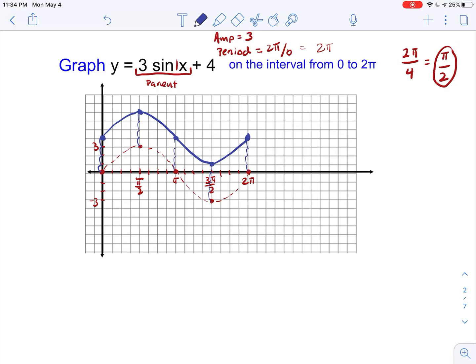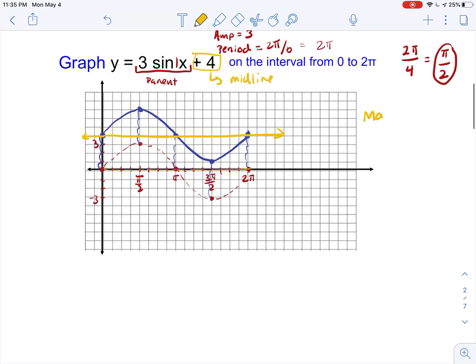So that blue one is my graph on the interval from 0 to 2 pi. So let's talk about some features. Maybe let's make this a little bit easier for ourselves. That plus 4 at the end here, we remember corresponds to my midline. So it is the place where these zeros are shifted to. So that's going to be shifted to 4. And we see that by shifting all the points, that does actually happen.